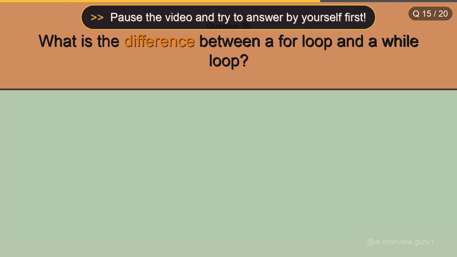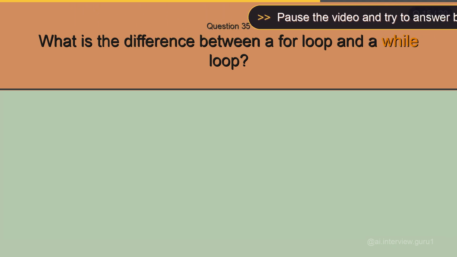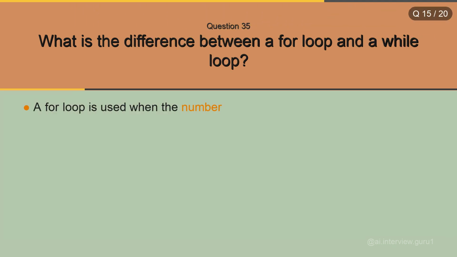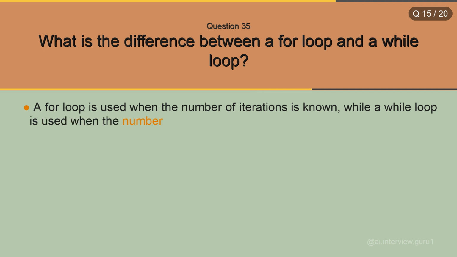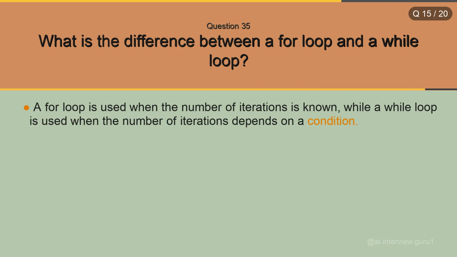What is the difference between a for loop and a while loop? A for loop is used when the number of iterations is known, while a while loop is used when the number of iterations depends on a condition.